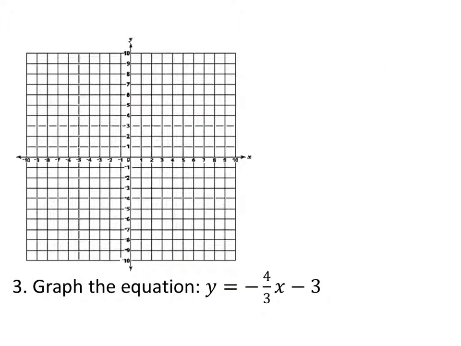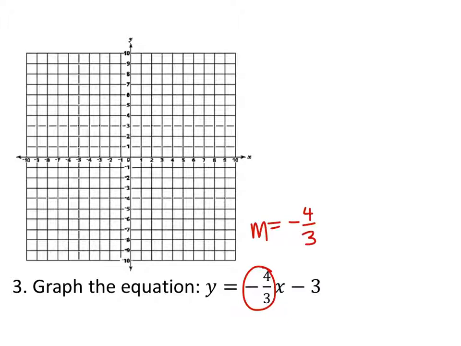Graph this equation. y equals negative 4/3 x minus 3. The common method that we used in class was a table, which you can do, but I'm not going to use a table, okay? Because we don't need to. All we need on this is the slope, and we can see that the slope on this one is the coefficient of x, which is negative 4/3.